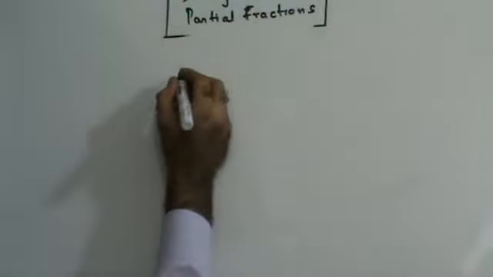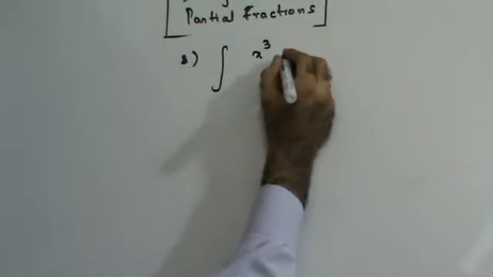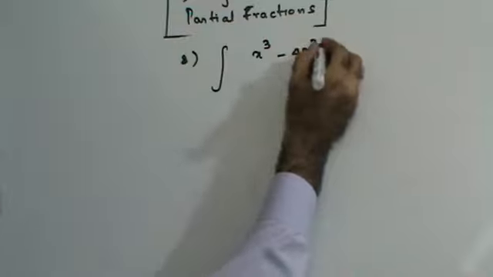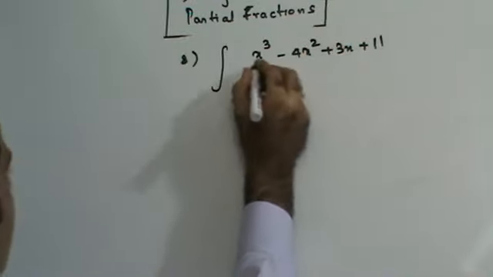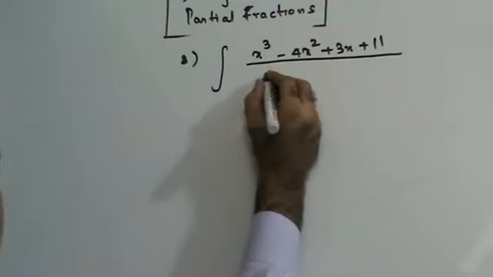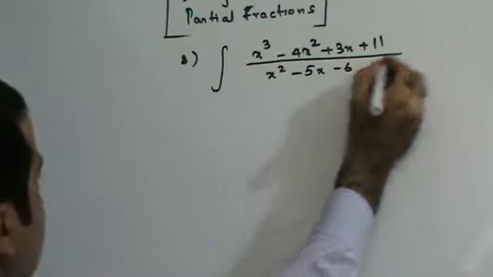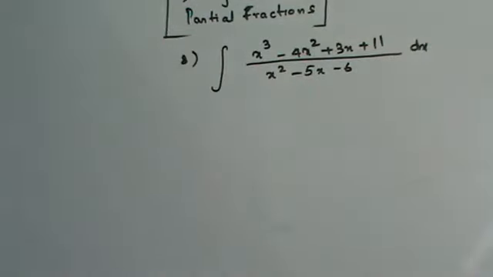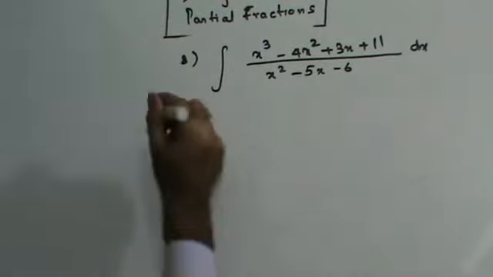Next, let's see the next sum. Integral of x cube minus 4x square plus 3x plus 11 upon x square minus 5x minus 6 dx. Last sum to finish this type.